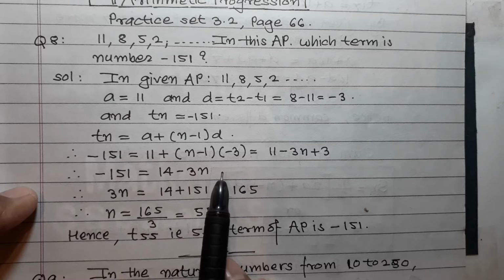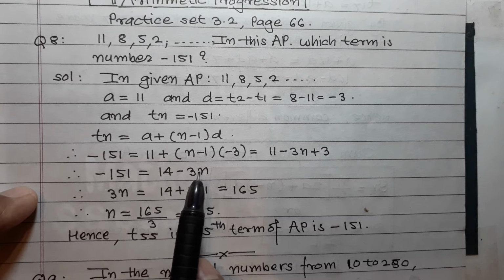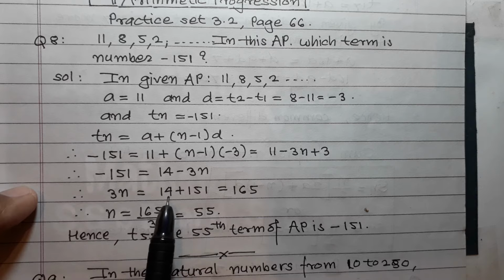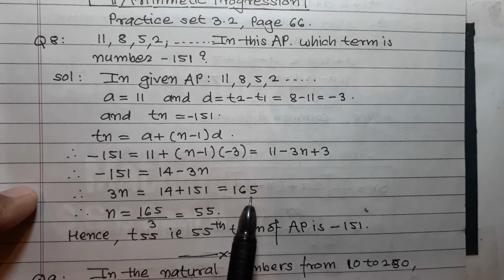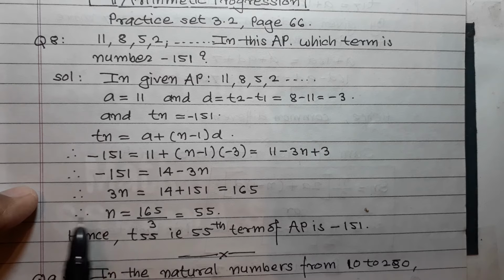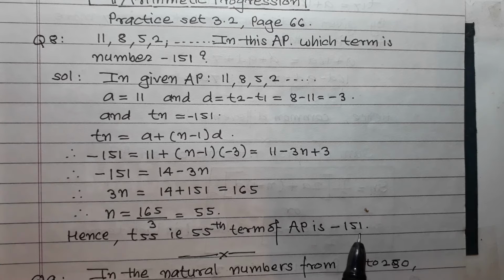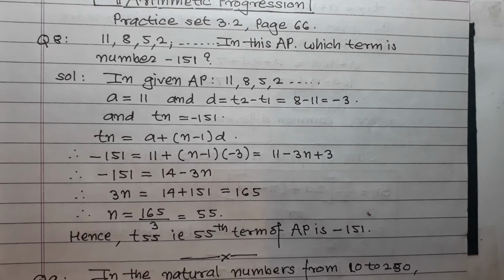minus 3n, and therefore this 3n you transfer to this side and this minus 151 to the other side, and therefore 3n is equal to 14 plus 151 is equal to 165, and hence n is equal to 165 upon 3 is equal to 55, and therefore T55, that is the 55th term of the AP, is minus 151. Okay, so first you write what is given.